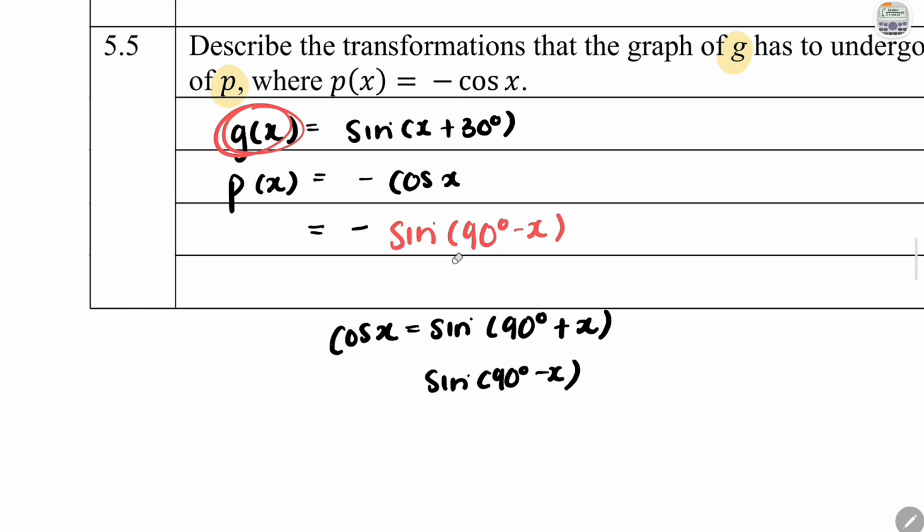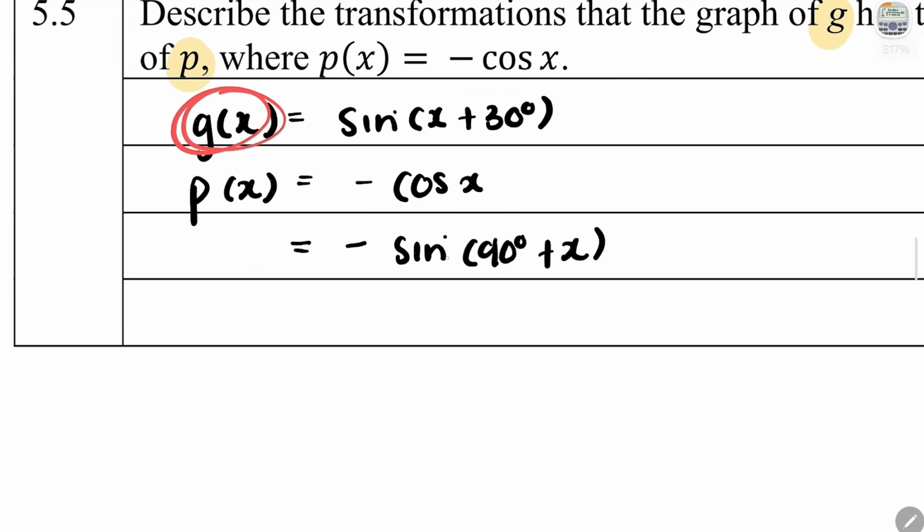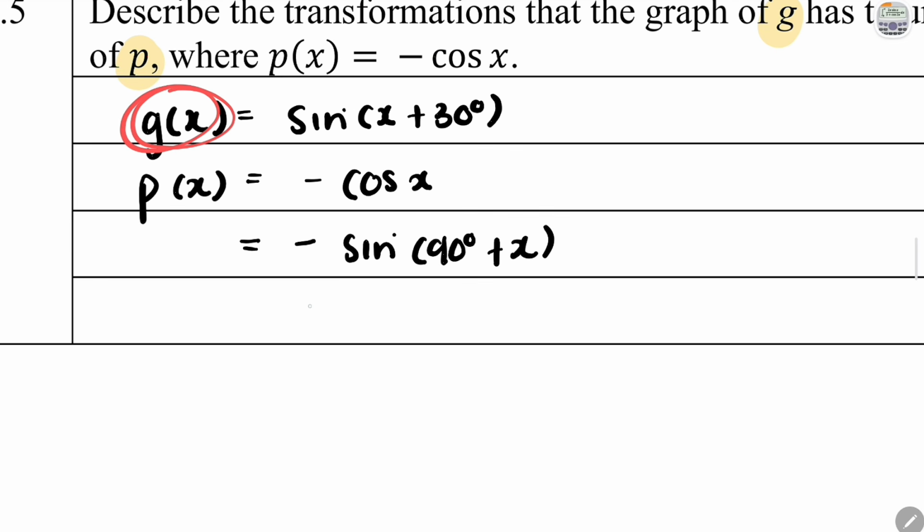So in this case, instead of leaving it as 90 degrees plus x, because this has a positive x and so it's not as easy to just translate it like that, we're going to change that to sine (90 degrees plus x). Okay, and now we can compare them. So if we have sine (x plus 30 degrees) and then sine (90 degrees plus x), it's the same thing as rewriting this as negative sine (x plus 90 degrees).